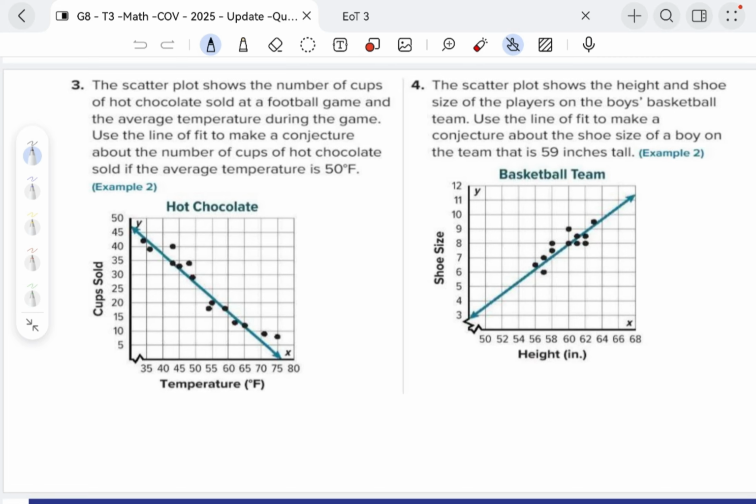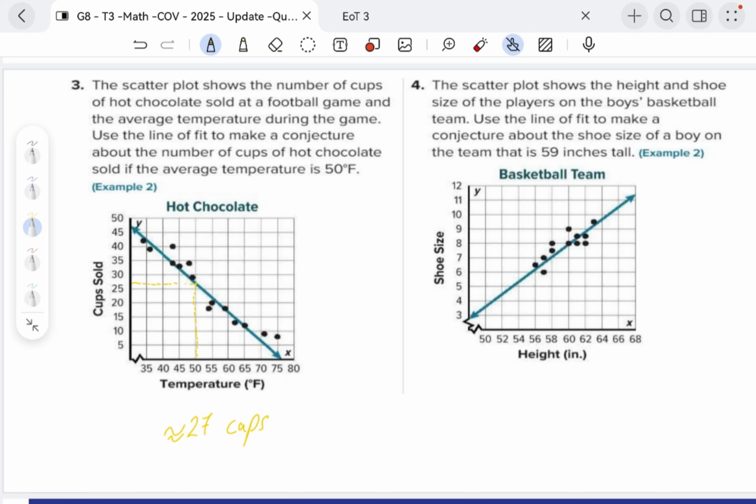Okay, now let's go for question number 3. For this question, they ask me to use the line of best fit to make a conjecture about the number of cups sold if the average temperature is 50 Fahrenheit. So at temperature 50 Fahrenheit, we're going to use the line of best fit to find the number of cups sold. It's above 25 and lower than 30. It's approximately 27. So the number of cups sold at temperature 50 is approximately 27 cups.